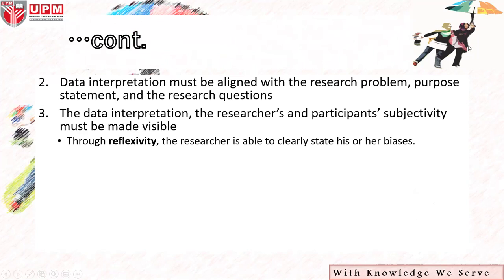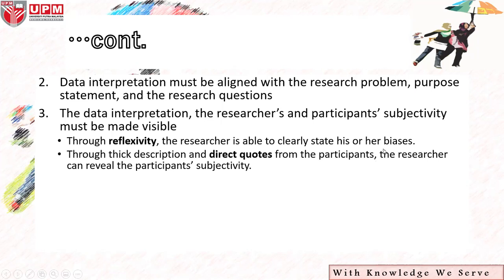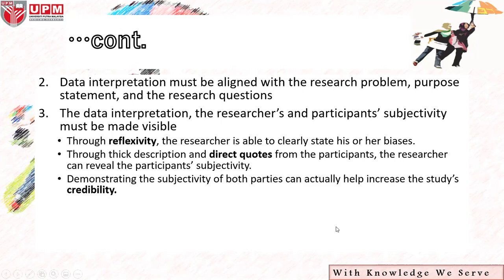So in the data interpretation, the researcher's and participant's subjectivity must be made visible. Visible ni maksud saya kata tadi lah, you kena declare you all punya background, bias, experience and so on. Kena bagi nampak. Okay, through reflexivity, the researcher is able to clearly state his or her bias. Through thick description and direct quotes from the participants, the researcher can reveal the participant's subjectivity. So that's why in your chapter 4, you use direct quotes from your transcript. Okay, kita nak tunjukkan the participant's subjectivity tu. Demonstrating the subjectivity of both parties can actually help increase the study credibility.